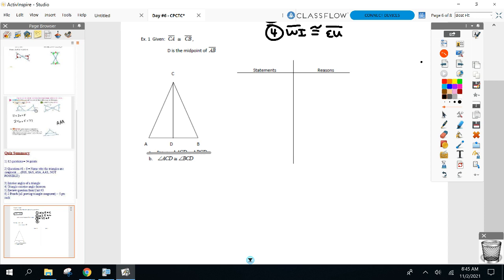Let's write our givens in. And this is good practice for tomorrow. That's what I was talking about earlier. Even though this topic's not on there, I won't ask you to do this tomorrow on a proof. It's still good practice because we're proving triangles congruent.